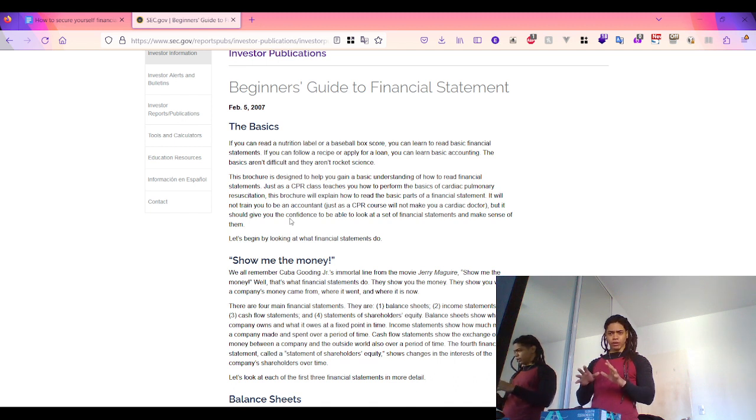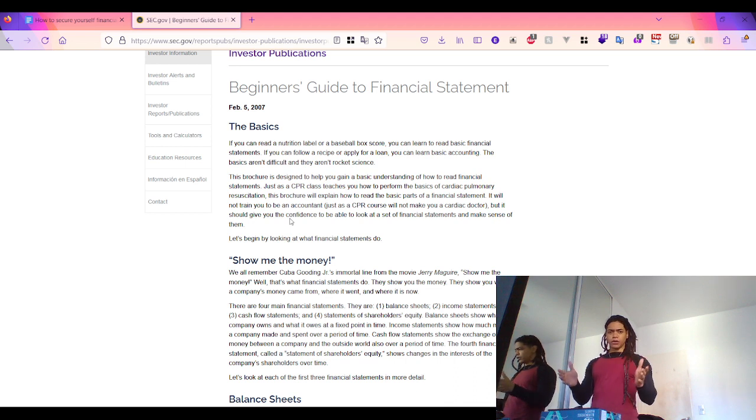The balance sheet shows what a company owns and what it owes at a fixed point in time. The income statement shows how much money a company made or spent in a period of time. The cash flow statement shows the exchange of money between the company and the outside world, as well as the statement of the shareholders, which shows the change in interest of the shareholders over time.